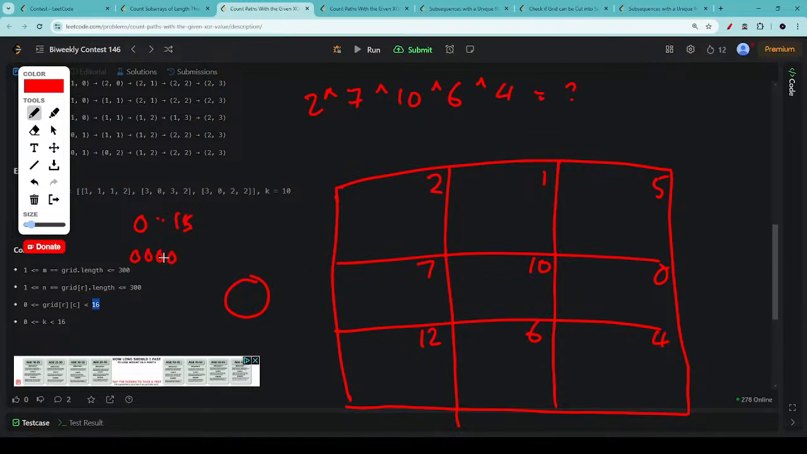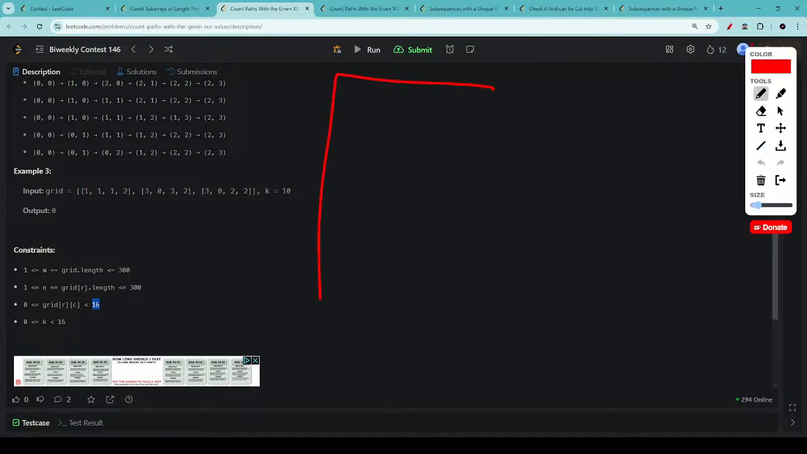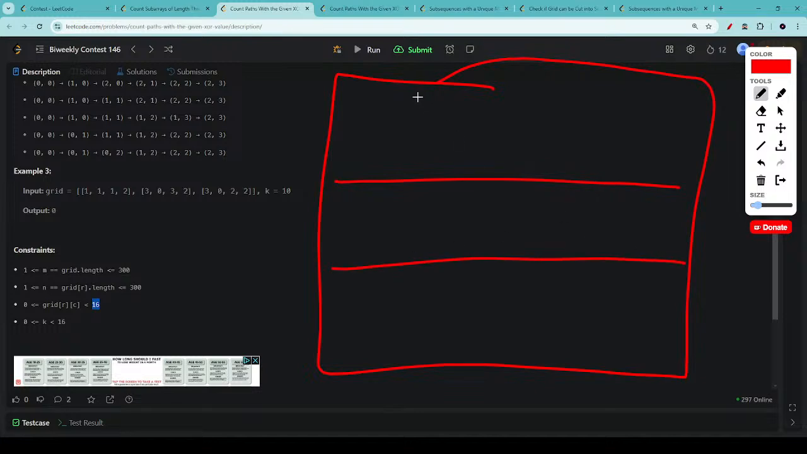This means that you will not get an explosion of possible values, right? Because there are only 16 numbers. You take these numbers, you XOR them, you only end up with a range between 0 to 15. So the basic idea for solving this problem is to count the number of ways you can get to each number by XORing them.